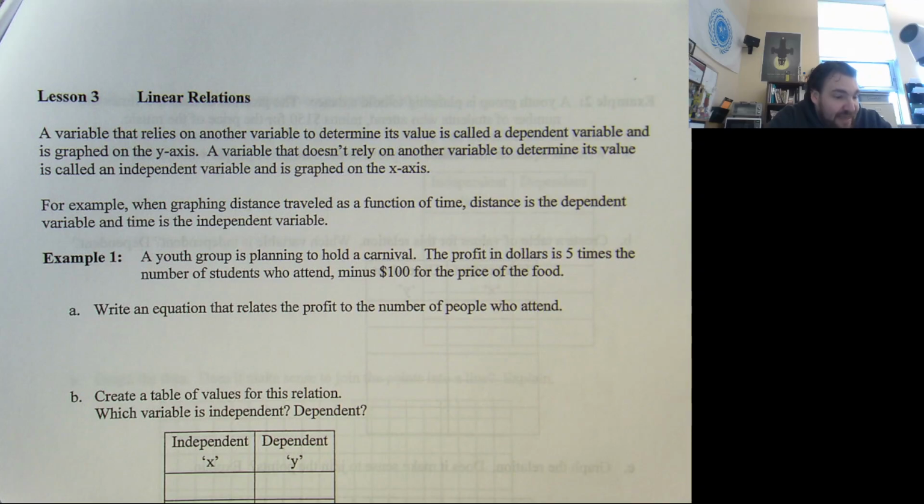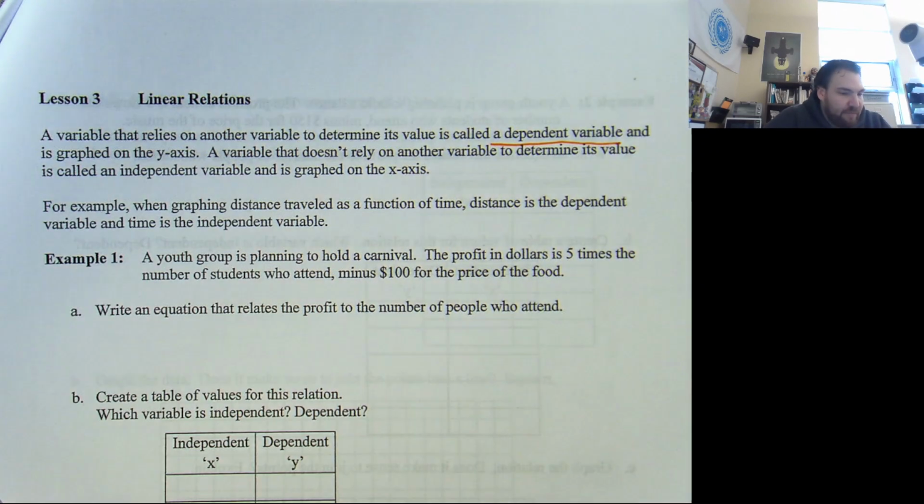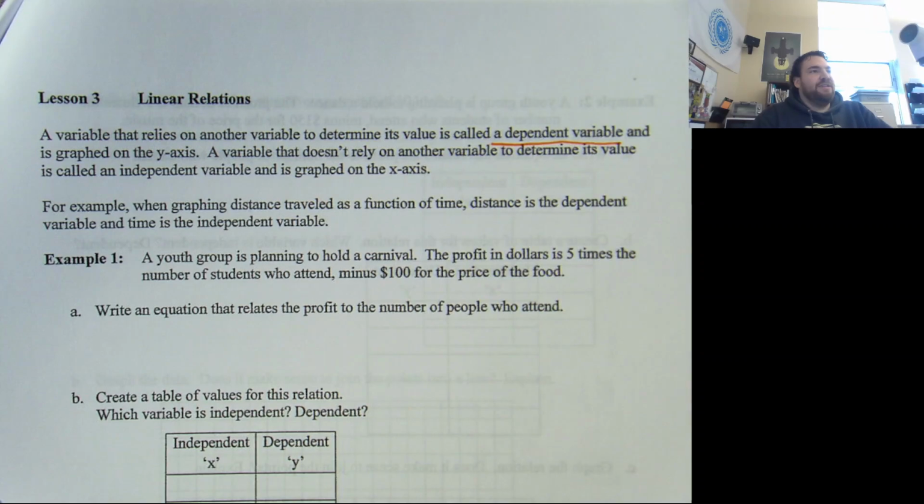A variable that relies on another variable to determine its value, we say that thing is called a dependent variable because it requires the work of another variable to tell it what to do.